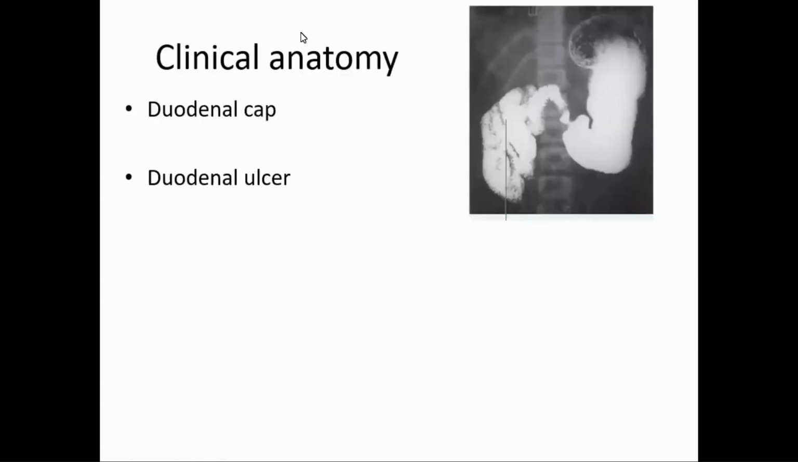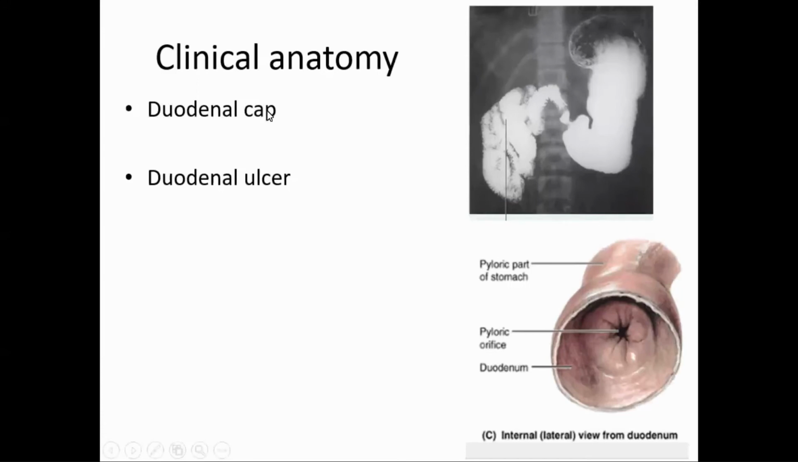Clinical anatomy of the duodenum is the duodenal cap. It is normally present in every human, but if it is distorted, there is absence of the duodenal cap, indicating a duodenal ulcer. The duodenal cap is normally present because part of the pyloric orifice is invaginated into the first part of the duodenum. Because of that, the duodenal cap is seen when the patient is given a barium meal.